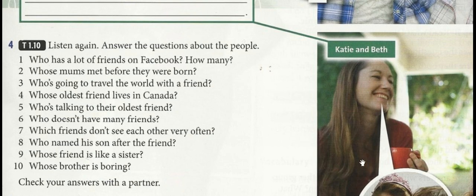Number 2, whose moms met before they were born? So Katie and Beth. Number 3, who's going to travel the world with a friend? It's Damien. Number 4, whose oldest friend lives in Canada? It's Kenny's. Number 5, who's talking to their oldest friend? It's Katie, or Beth as well. She's talking to her oldest friend, Katie or Beth. Number 6. Who doesn't have many friends?